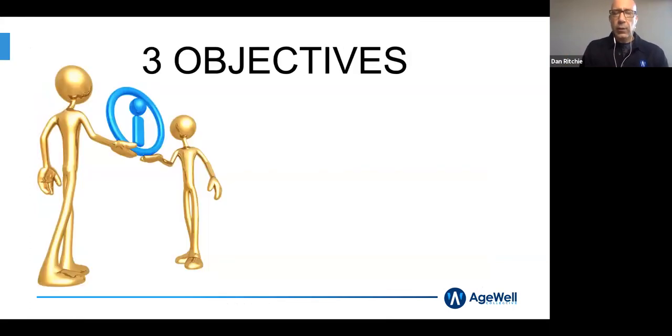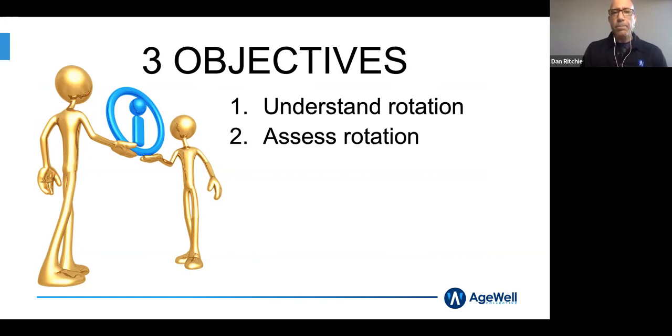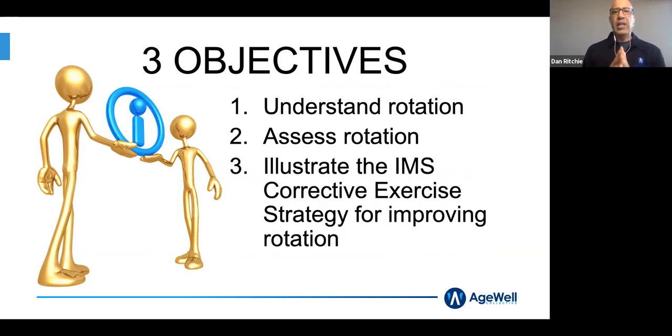So our goal, our objective in this webinar, is to understand rotation. What exactly is rotation? And also, just as importantly, how to assess rotation and identify those strategies that limit and inhibit optimal rotation. And then finally, illustrate the Integrated Movement System corrective exercise strategy for improving rotation. That way, when you leave this webinar, I'll give you specific strategies for, one, assessing, two, addressing, and then finally progressing your clients through the functional rotation patterns that we choose in this webinar.